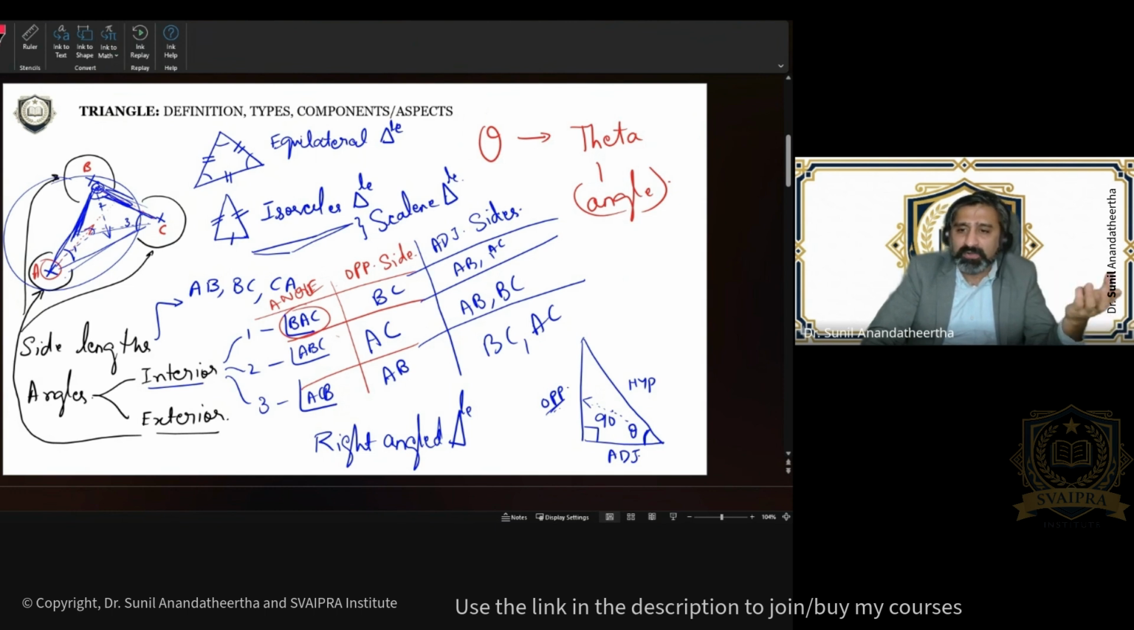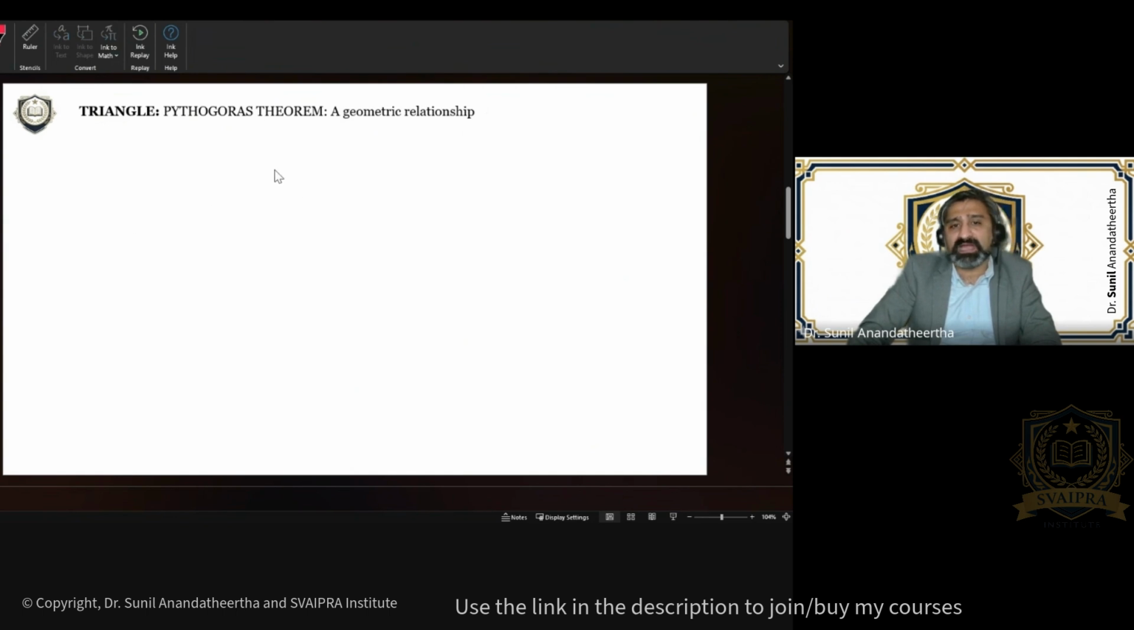Now, you have already understood so many things about triangles. One is the hypotenuse, and the adjacent side and the opposite side are very important for us to take it forward in terms of trigonometry. So we're going to use this and build upon our concept based on these things. We're going to go to the next slide and have a look. What do we have here to learn? We now have Pythagoras theorem, which is essentially a geometric relationship.